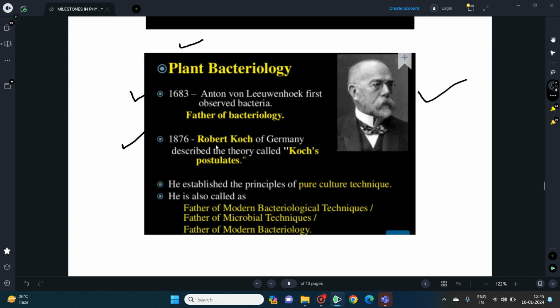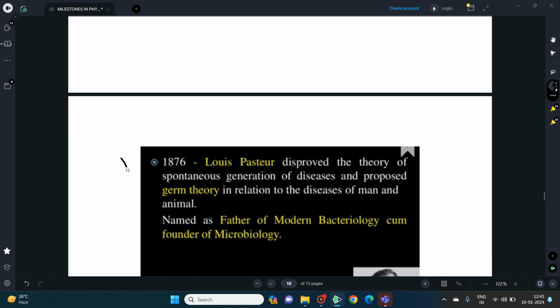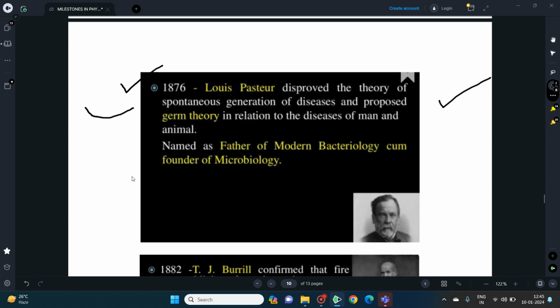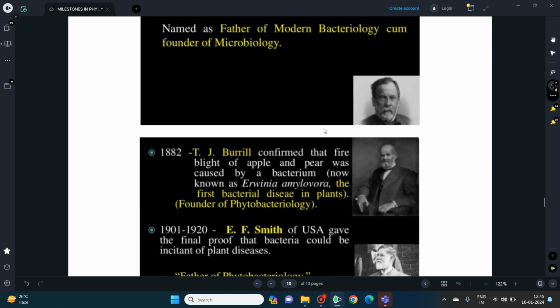This theory was described by Robert Koch from Germany. He established the principles of the pure culture technique. He is also called the father of modern bacteriological techniques, father of microbial techniques and father of modern bacteriology. In 1876, Louis Pasteur disproved the theory of spontaneous generation of disease and proposed the germ theory in relation to the diseases of man and animals, and he is named the father of modern bacteriology, co-founder of microbiology.